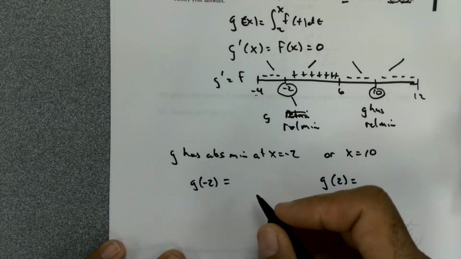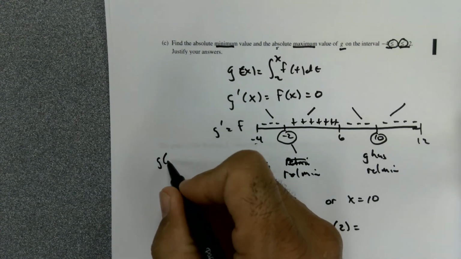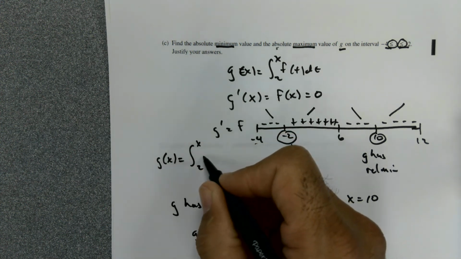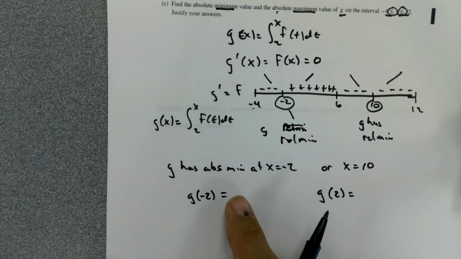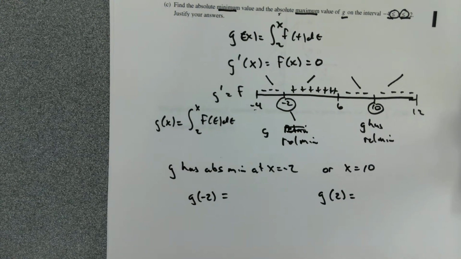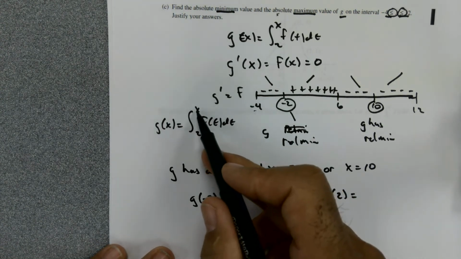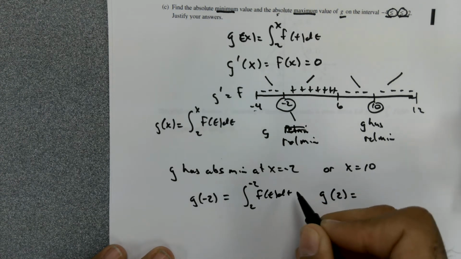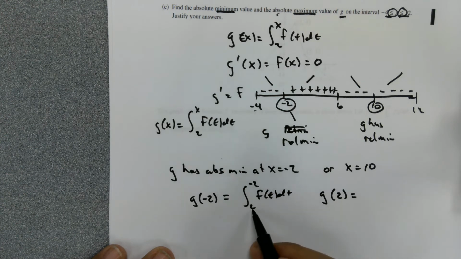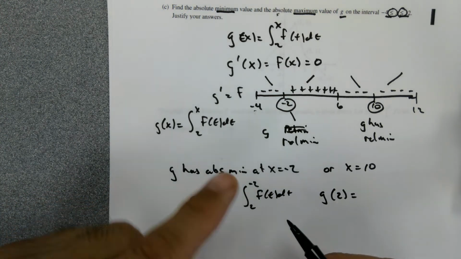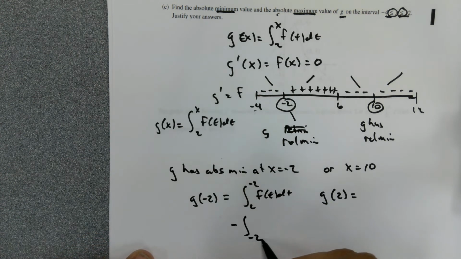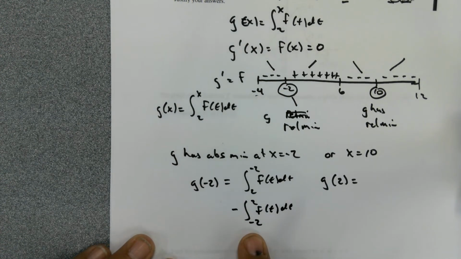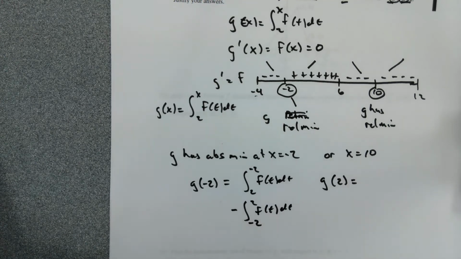So what I'm going to do is I know that g of x is equal to the integral from 2 to x of f of t dt. And so what I need to do is replace this x with the -2, so we integrate from 2 to -2 of f of t dt. And since the upper limit is smaller than the lower limit, you can flip them around and it becomes a negative of the integral of f of t dt. And so now I just need to integrate from -2 to +2.